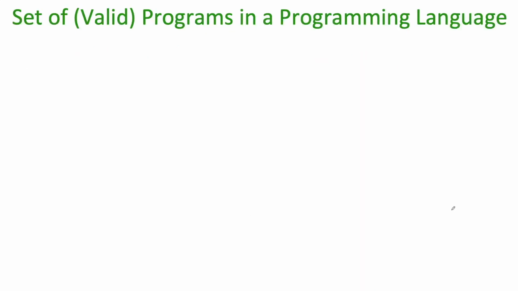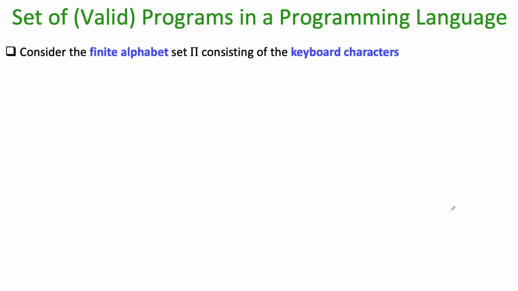Okay, so now based on the previous theory, what we can prove here is that a set of valid programs in any programming language is also countable. So what do I mean by that? You take pi to be the set of all keyboard characters. It's a finite alphabet because you have only a finite number of keyboard characters, right?